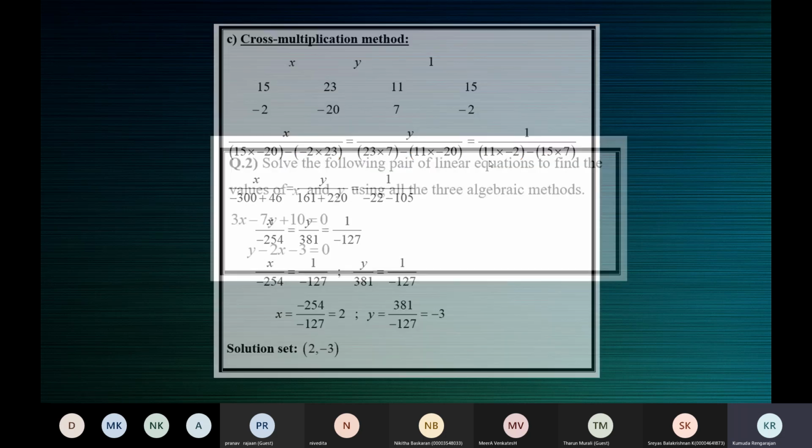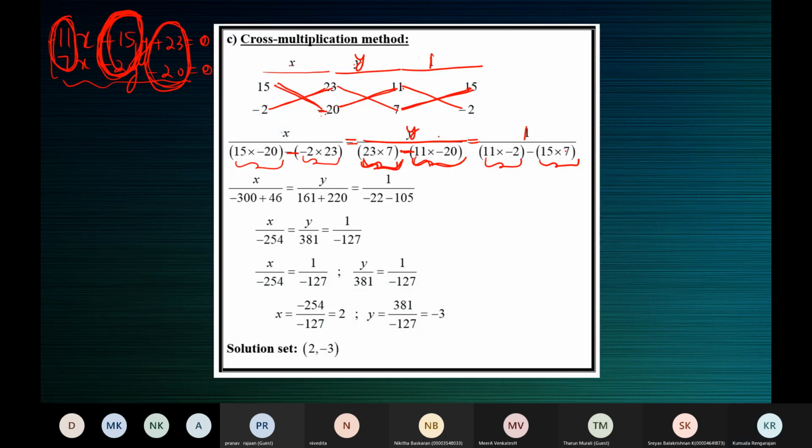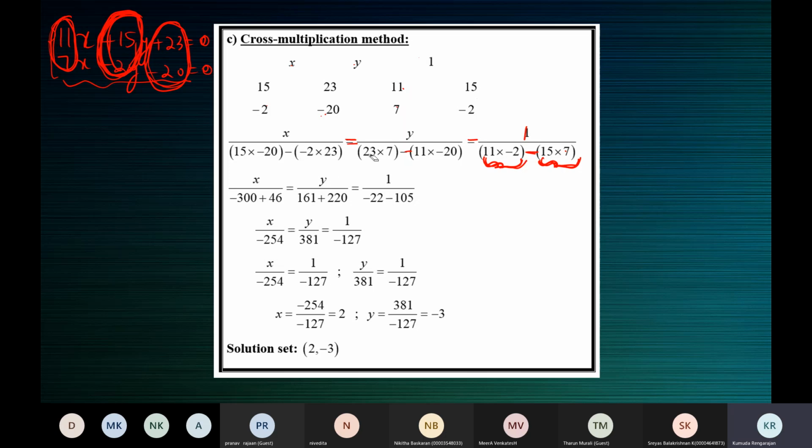This is the first product. This is the second product. Subtract the cross products. Cross products because you're multiplying like this. Is this part understood, children? Yes, ma'am. Okay, be careful.